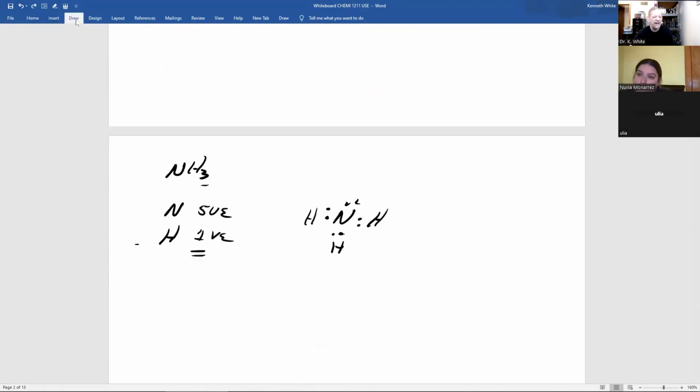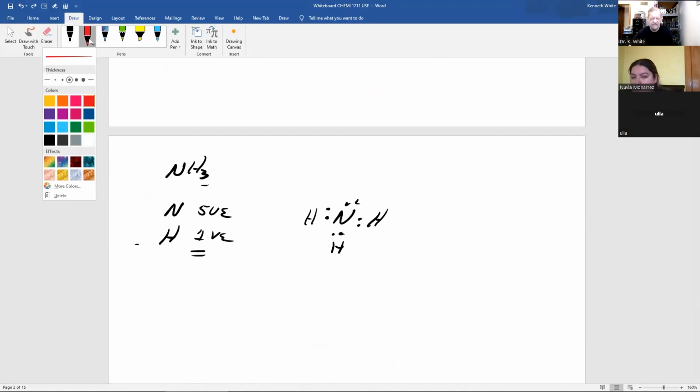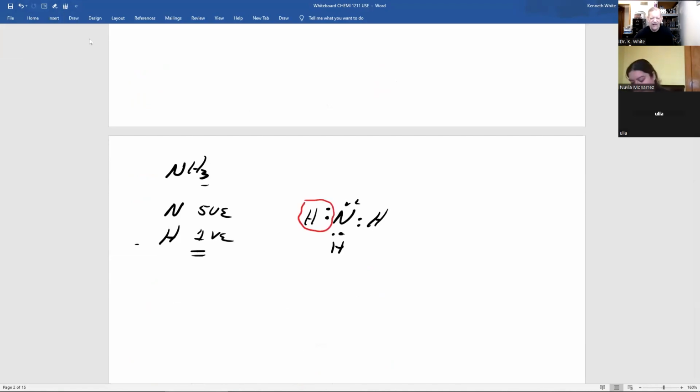If we look at each of the hydrogens, it has shared and non-bonding. There's no non-bonding. Each one has a pair of electrons. Remember, the octet for hydrogen is 2. The octet for hydrogen is 2. And each one does. So we're done. Let's do another one.